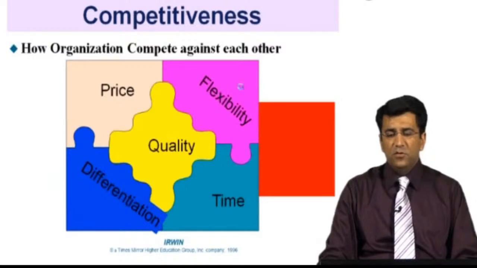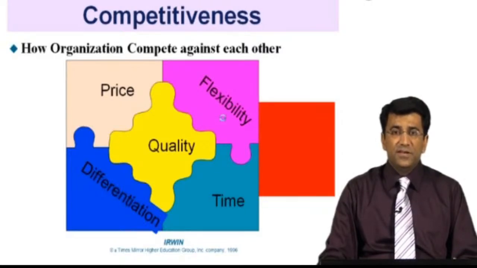The next important dimension of competitiveness is flexibility. Flexibility means the strength of the organization to respond to environmental changes. Now, if the organization has a flexible structure and is able to meet customer needs according to the changing environment and changing requirements, then of course they can have a very good competitive advantage. So all the organizations are trying to have a flexible structure and flexible operations in order to better satisfy their customer needs.